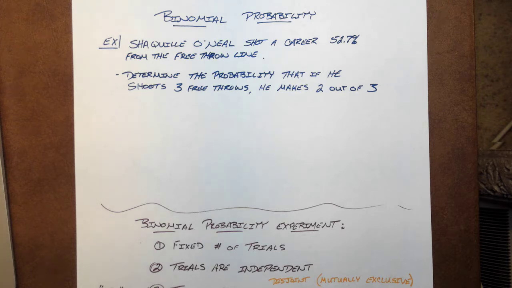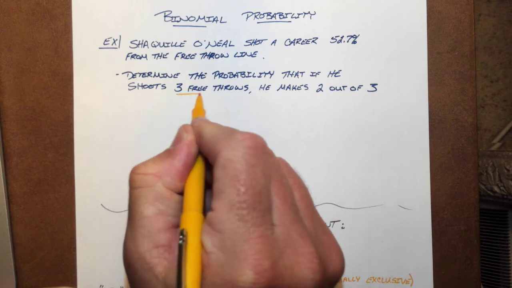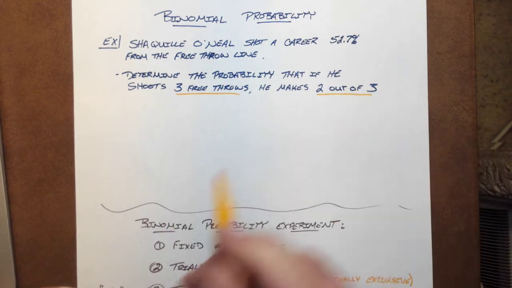Anyway, he shot a career 52.7% from the free throw line. Probably not the best, especially for a big man who's getting fouled all the time. We want to determine the probability that if he shoots 3 free throws, he's going to make 2 out of 3 of them. Okay, well, what's going on here? What are we trying to figure out?